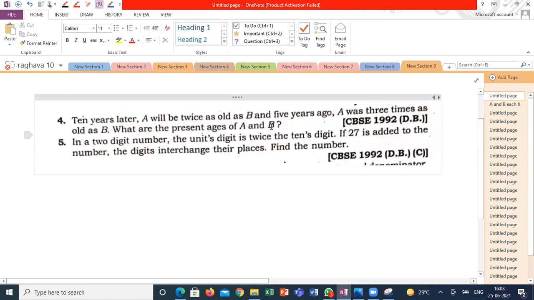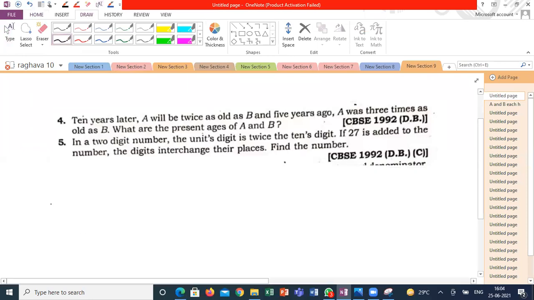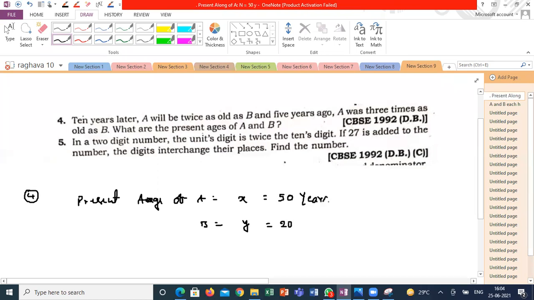Completed 4 questions, sir. Who did? Vaishnavi. Can you give the answers for that? Yes, sir. Sir, the age of A will be 50 years and B will be 20 years. That is the present age. Am I right? Yes, sir. He is asking the present ages of A and B. These are your variables. Present age of A is equal to x, B is equal to y, correct? What is the answer? A is equal to 50 years and B is equal to 20 years, correct? Yes, sir. Let's see, everyone got the same answer. Guys, waiting for the reply from everyone.